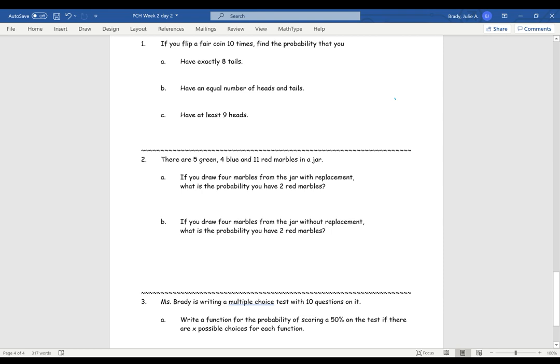Okay, so let's look at these problems. Half the battle is deciding whether you can use the binomial theorem or not. You're going to flip a fair coin 10 times, and you're doing something again and again, so this is a total binomial theorem problem.